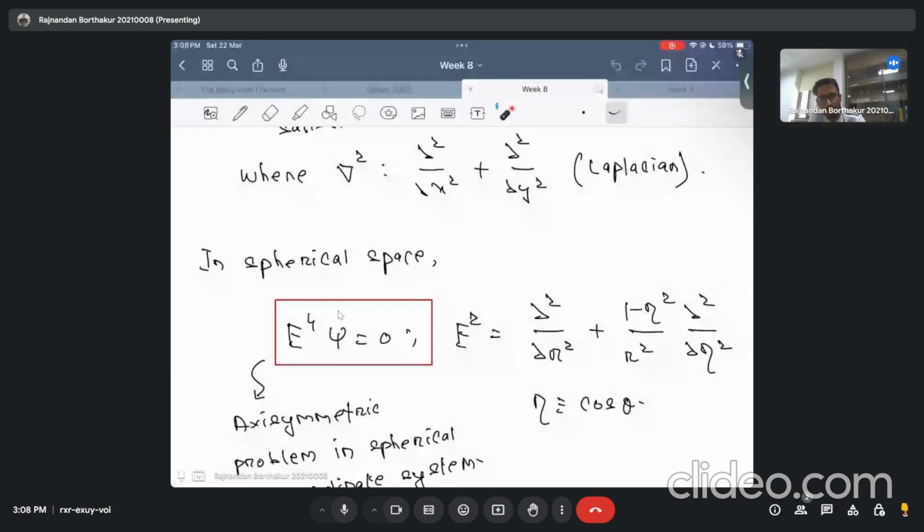And here, instead of directly using theta, we use a transformation, eta, which is just cosine of theta. So in a way, axisymmetry in spherical coordinates denotes that my variables are a function of r and a function of eta. This is what the definition of axisymmetry in spherical coordinates says to us.